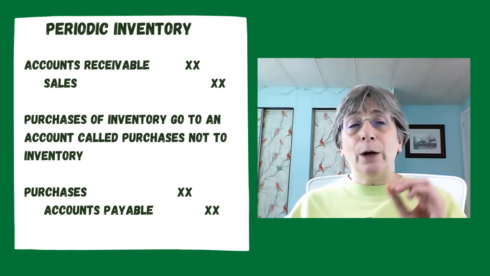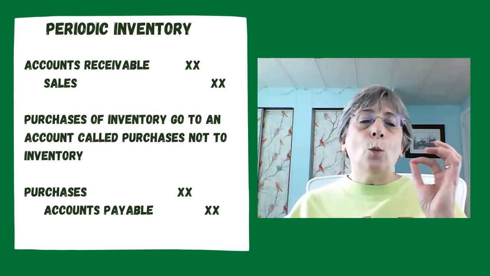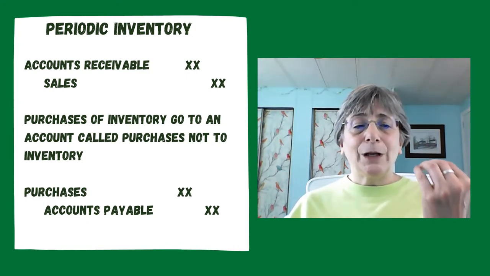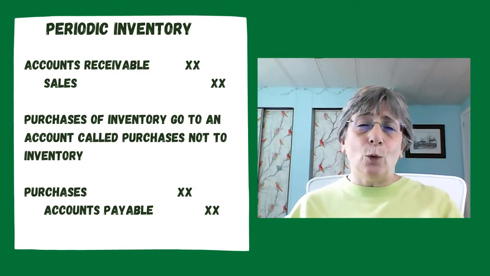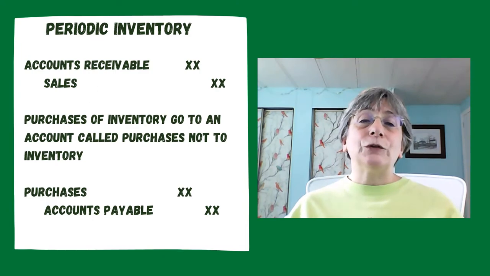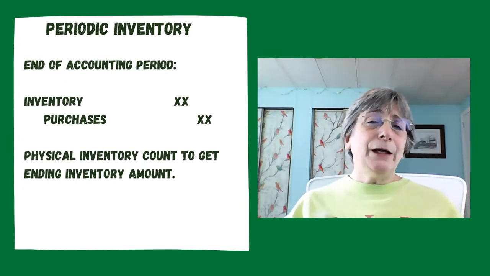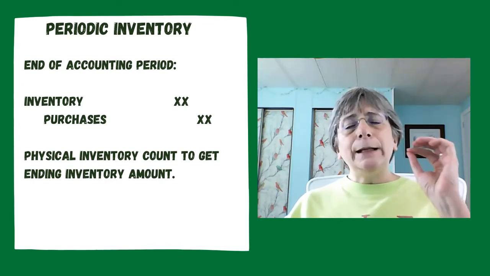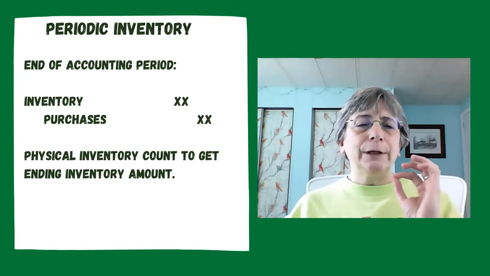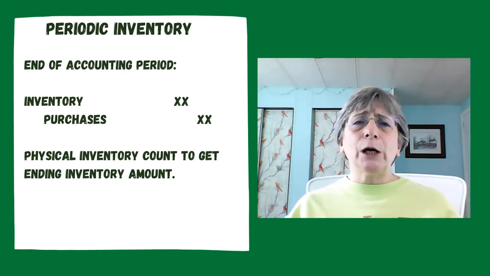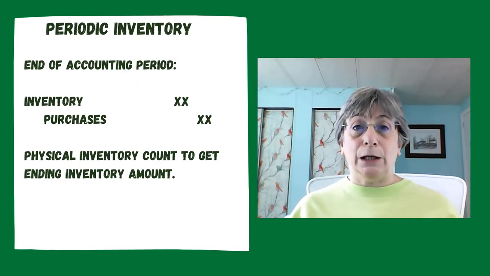But for right now, under periodic inventory, when we purchase something, it goes as a debit to purchases and a credit to accounts payable or cash. And we're going to dump all of our purchases into that purchases account. That's step one. In step two, we're going to get to the end of our accounting period, and then we're going to go take a physical inventory count to get our ending inventory amount. So we're going to go out to our shelves and we're going to count everything.